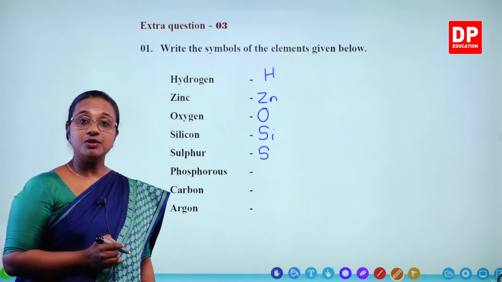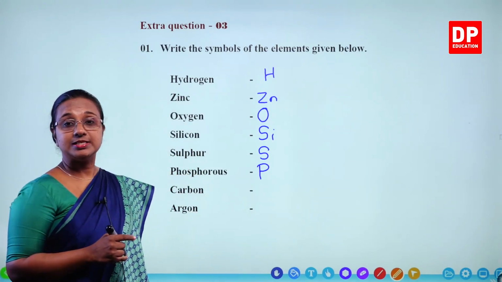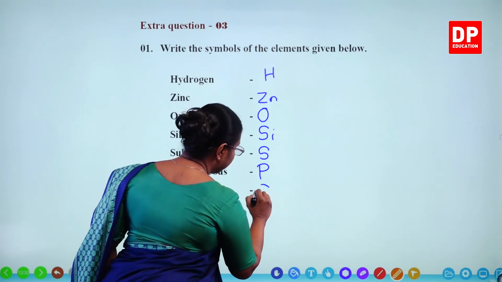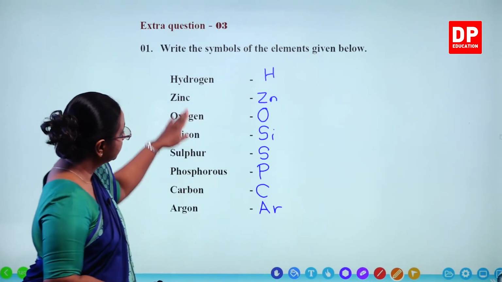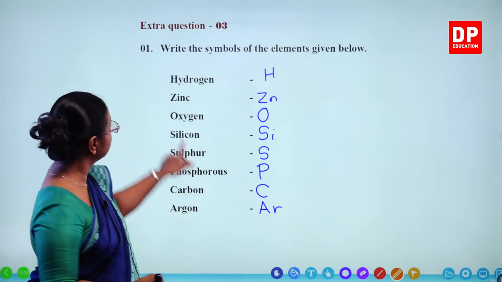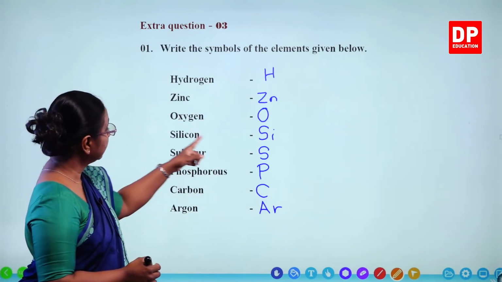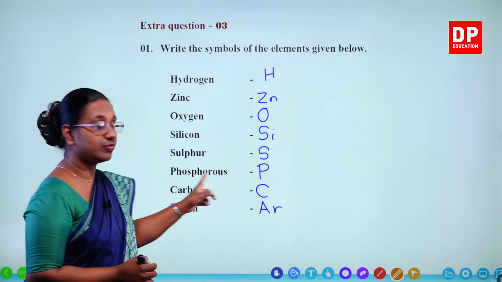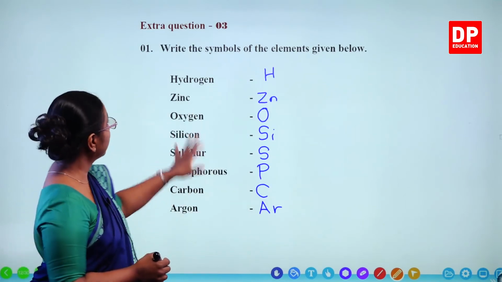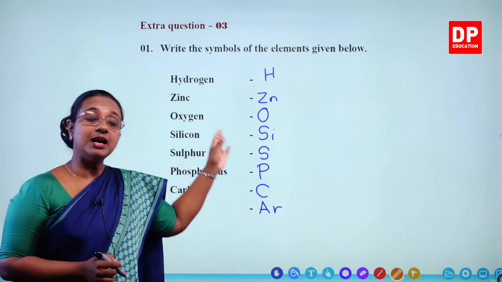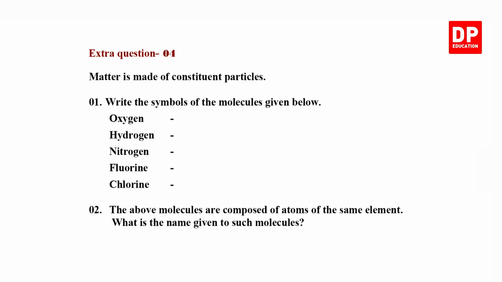Then phosphorus, can you all remember? That is capital P. Then carbon, what is the element? It is capital C. And argon is Ar. So did you all write all these correctly, students? Hydrogen H, zinc Zn, oxygen O, silicon Si, sulfur S, phosphorus P, carbon C and argon Ar. Those are the symbols of elements that are given here. So with that, I will move on to the next question.